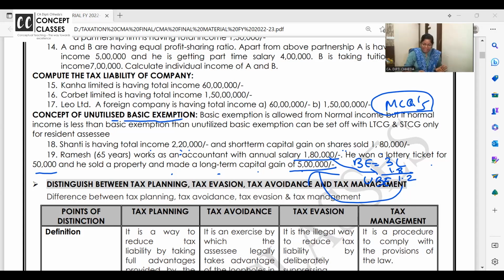See, Ramesh's age is 65 years. Annual salary income is 180. We assume salary income is computed, no more standard deduction of 50,000. He won a lottery ticket of 50,000, with no deduction from it. And he has property income of 5 lakh. So no question of rebate because the income is exceeding 5 lakh. But we can take up these figures and solve it.